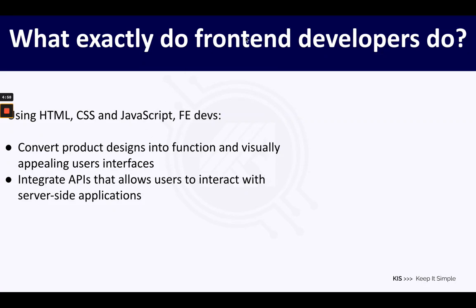Alright guys, welcome back. In the last video we talked about what exactly front-end developers do. So we've already seen that they use HTML, CSS and JavaScript to convert product designs into functional and visually appealing user interfaces, right? To achieve that, they collaborate with the product designers or the UI/UX designers, right? That's one. And the other thing they do is to work with the backend developers to integrate APIs that allow users to interact with the server-side application.